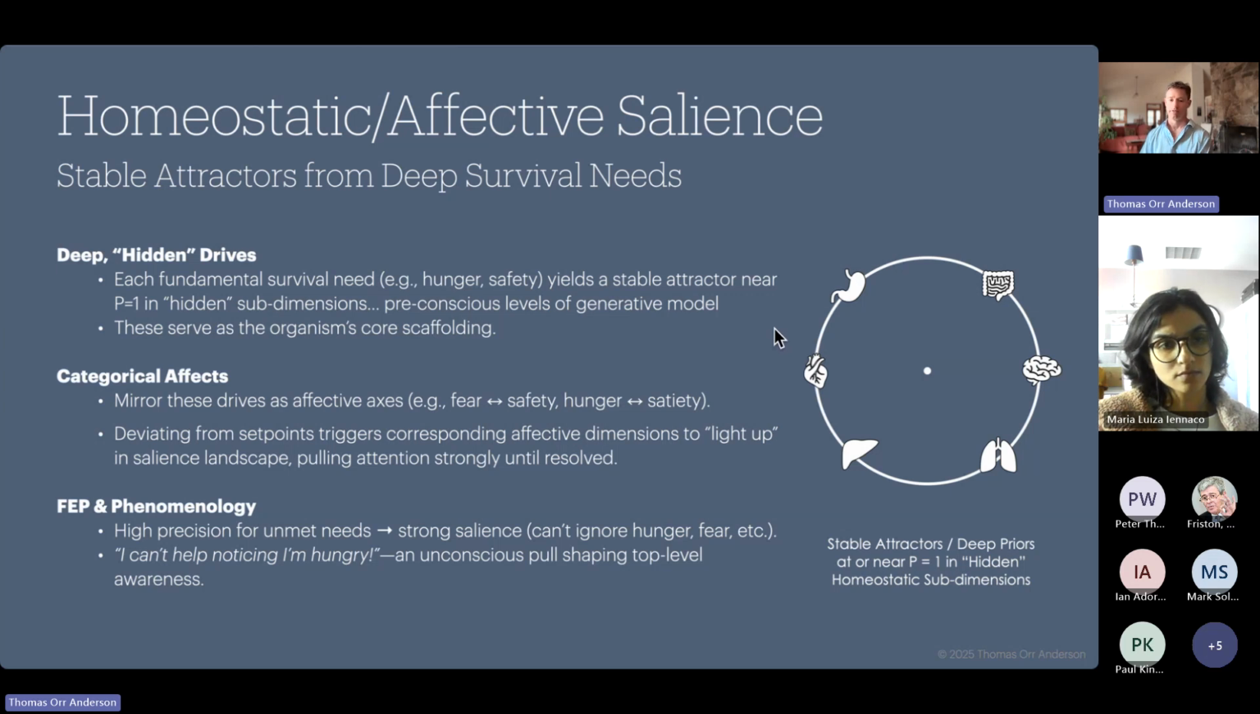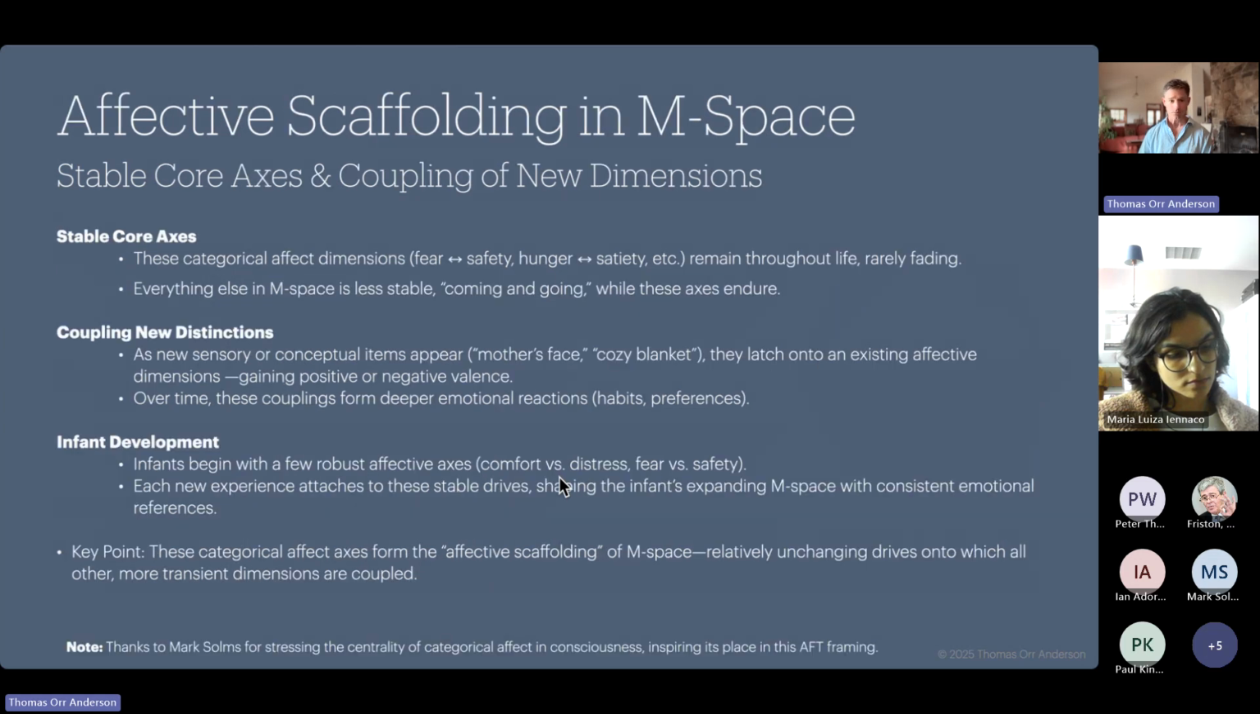And these form something of a core scaffolding, and these hidden attractors are mirrored as affective axes in the conscious model space to which the attention field theory refers. And I'll get into that in a moment. That deviating from the set points in the lower levels when we are hungry or in danger triggers the corresponding affective dimensions to essentially light up in the salience landscape, pulling attention until resolved. So this leads to this notion of an affective scaffolding in M space.